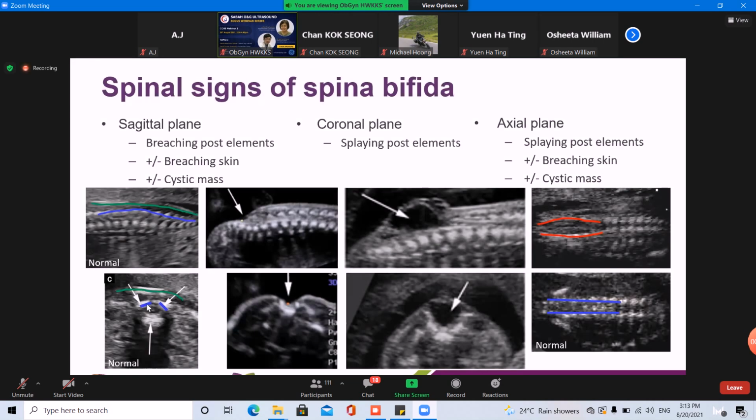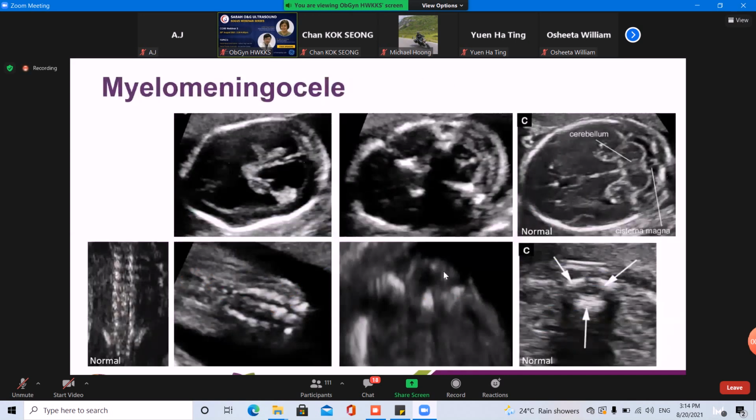But the most important thing is to examine the posterior element or the neural arch. Normally it takes up the shape of the Chinese character for egg, but in case of spina bifida, it would be reversed like this. So if you see the neural arch showing a reversed Chinese character for egg, you know that there is a spina bifida. And sometimes you can also see a cystic lesion here.